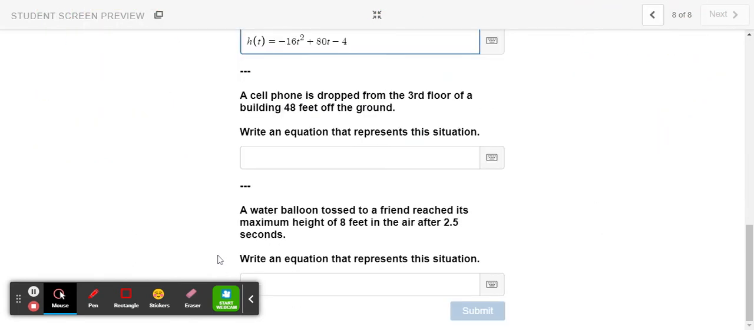All right, moving on to the next problem. A cell phone is dropped from the third floor of a building, 48 feet off the ground. Dropped is the key word there. What does that help us with? Well, gravity is always constant, right? We say gravity is negative 16.